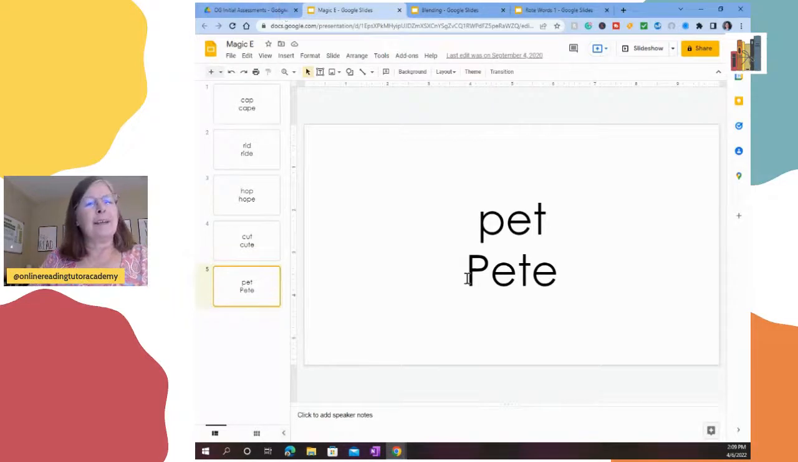So then after I do the magic E portion, after I talk about the magic E, we go to read a passage. And our passage I usually get from Acadians, which is like DIBELS. When I was teaching in the classroom, in the school setting, that's what we used was DIBELS.